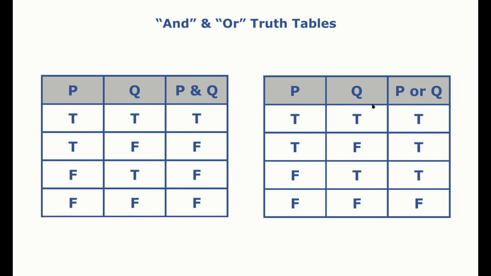OR behaves very differently. An OR statement is true if either of the two statements is true. So, of course, if they're both true, it'll be true. As long as one of them is true, the OR statement is going to be true. The only time an OR statement is false is when both statements are false. So you see they behave quite differently, and it's this difference between "and" and "or" that must be mastered if anything that we do in mathematics is going to make sense.